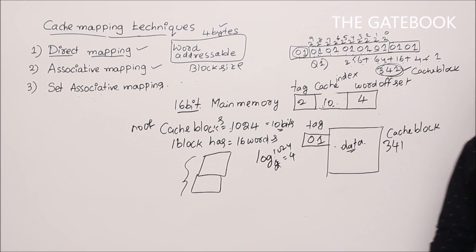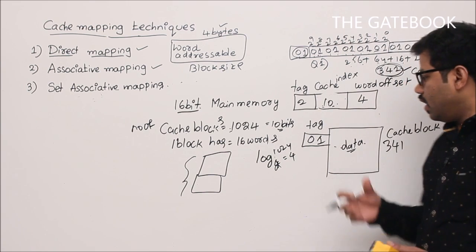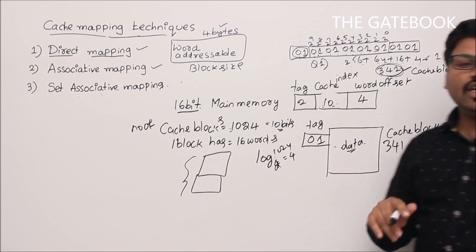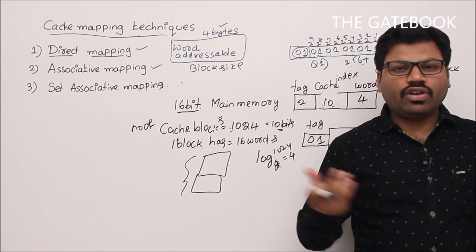That is what we do. Now while searching, how you do, we will see now. So far I explained how generally data will be stored in cache in the direct mapping technique. So this is the way. Now we'll see how data will be retrieved.